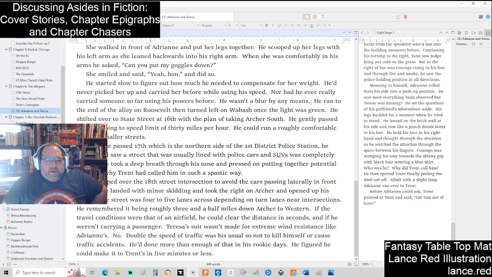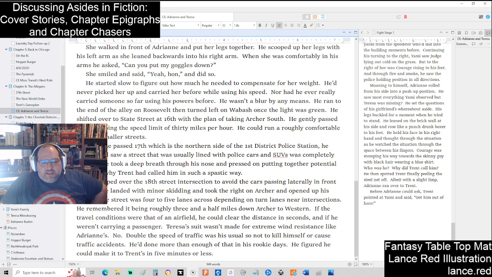He wasn't a blur by any means. He ran to the end of the alley on Roosevelt, then turned left on Wabash once the light was green. He shifted over to State Street at 16th with the plan of taking Archer south. He gently passed by the cars going the speed limit of 30 miles per hour. He could run a roughly comfortable 60 on smaller streets.